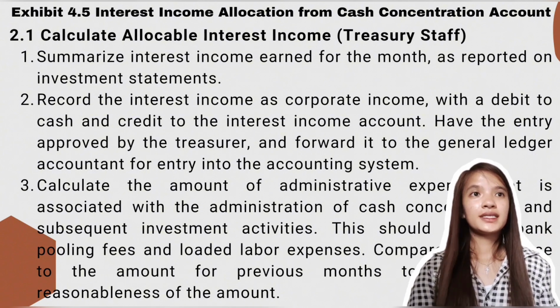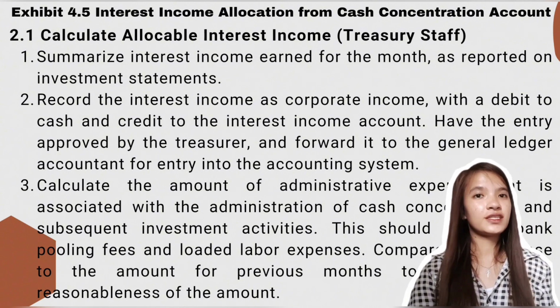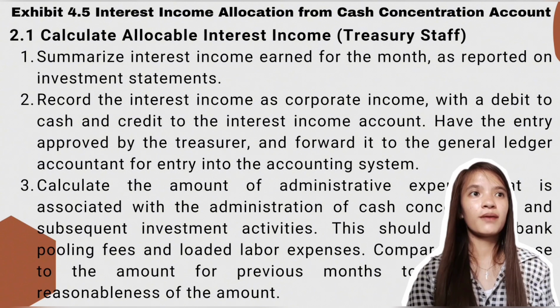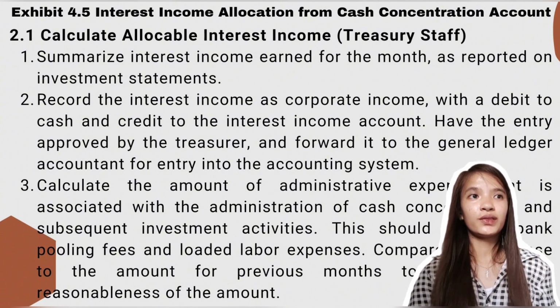2.1, Calculate allocable interest income, Treasury staff. Number 1, summarize interest income earned for the month as reported on investment statements. Number 2, record the interest income as corporate income with a debit to cash and a credit to the interest income account. Have the entry approved by the treasurer and forward it to the general ledger accountant for entry to the accounting system.